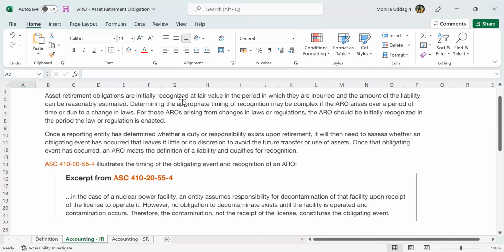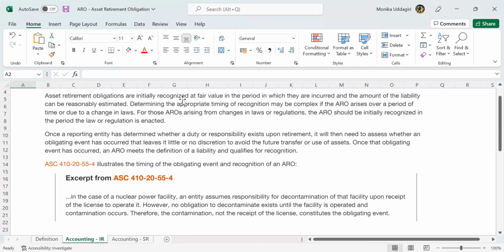And the next point is saying, in some cases you will be seeing a lot of new obligations which the company needs to fulfill, right? Based on some new laws. So what it is saying is, if you see those things happening, you will be recognizing an ARO only once the law is enacted. That means the law is in place. Only then are you obligated to recognize the ARO.